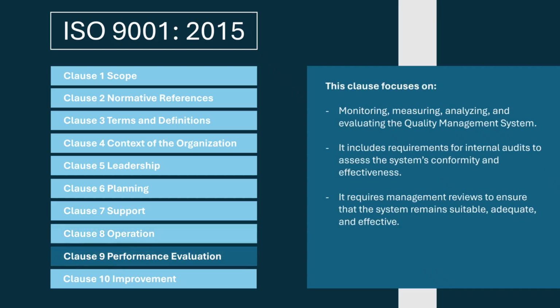Next is Clause 9, Performance Evaluation, which covers monitoring, measuring, analyzing, and evaluating the quality management system. It includes requirements for internal audits to assess the system's conformity and effectiveness. Additionally, it requires management reviews to ensure that the system remains suitable, adequate, and effective.